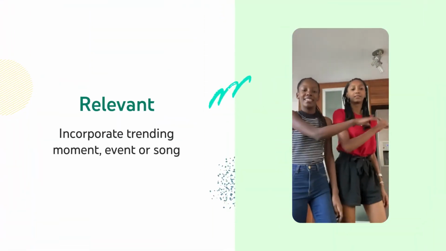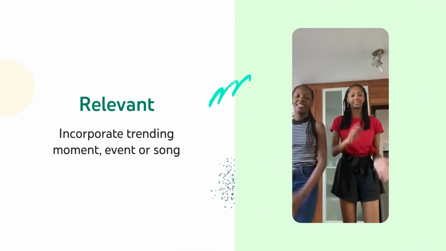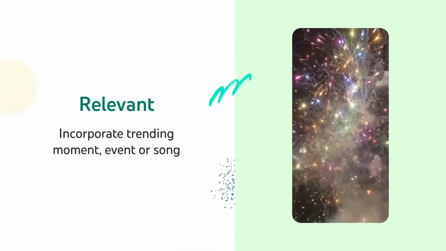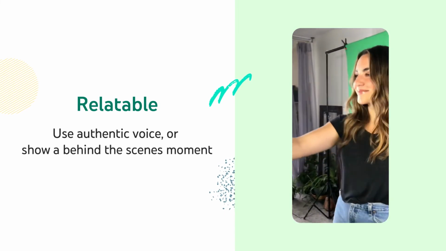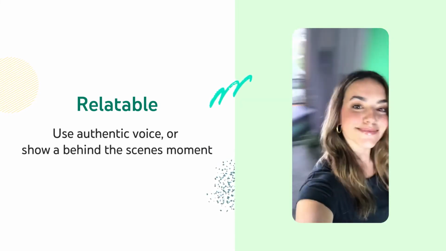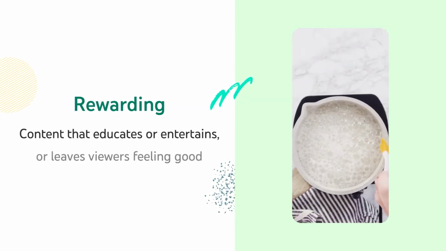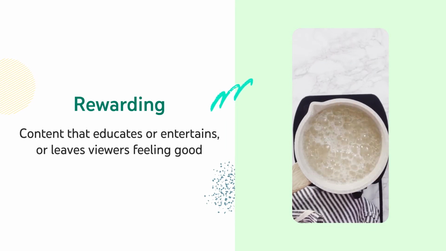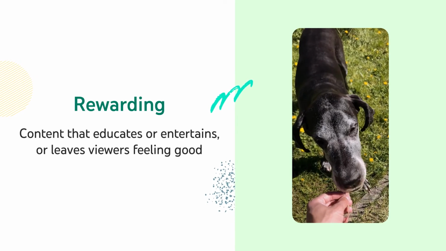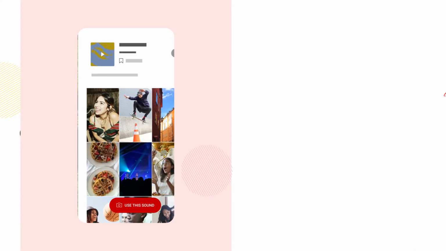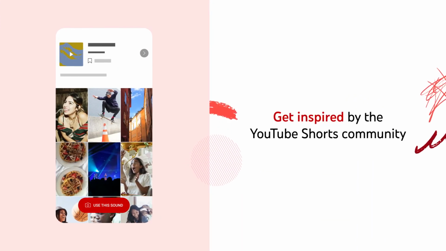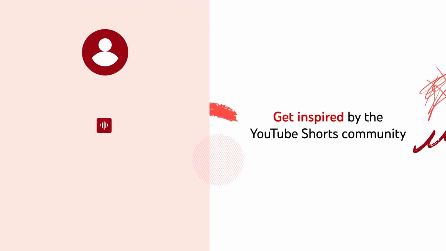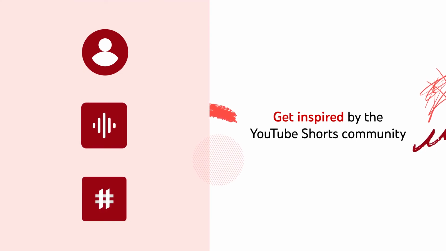Try making your content relevant by incorporating a trending moment, event, or song. Relatable by using your authentic voice or showing a behind-the-scenes moment. Or rewarding by making content that educates or entertains or leaves your viewers feeling good. You can also get inspired by the YouTube Shorts community by checking out our pivot pages for other channels, specific audio tracks, or hashtags. You can post shorts on your main channel or start a second channel.